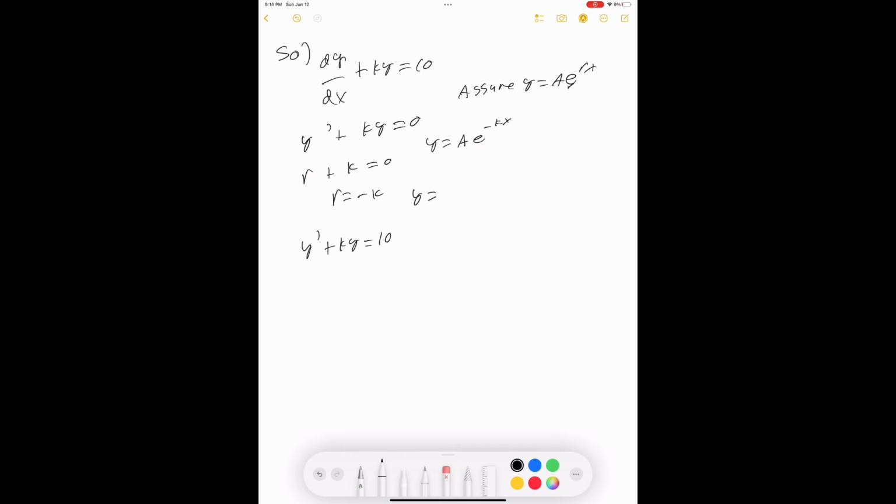But we have that 10 on the end, so how are we going to take care of that? Well, we want y prime to be equal to 0, so y is just going to be equal to a, right? So we're going to have ka equals 10, a equals 10 over k. Our full solution is going to be y equals a e to the negative kx plus 10 over k.